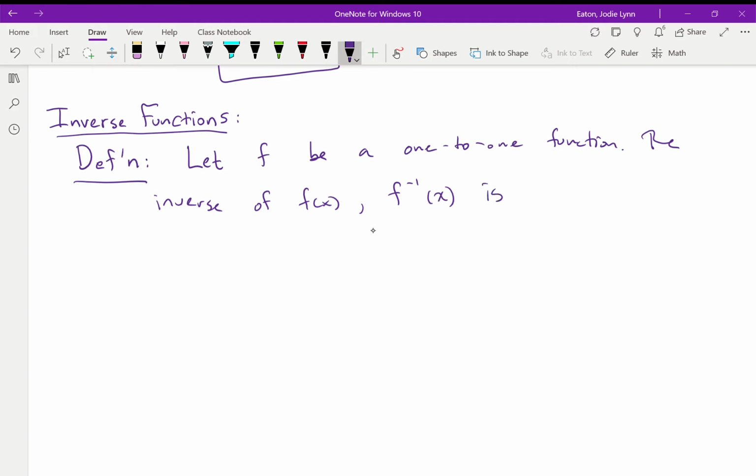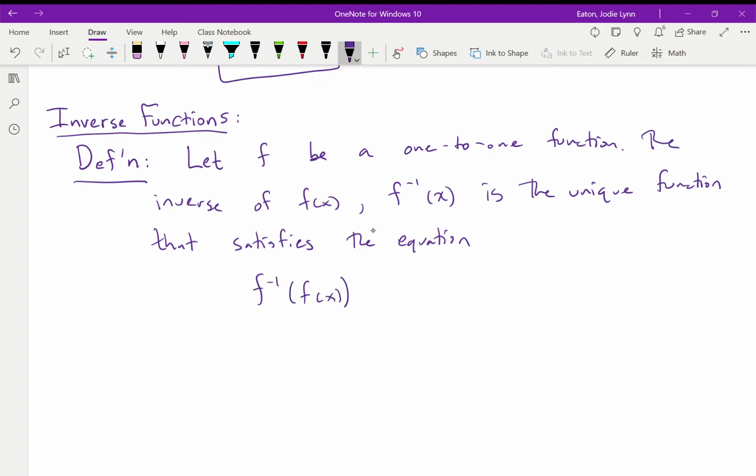So this is the unique function that satisfies the equation f inverse of f of x equals x for all x in the domain of f of x.